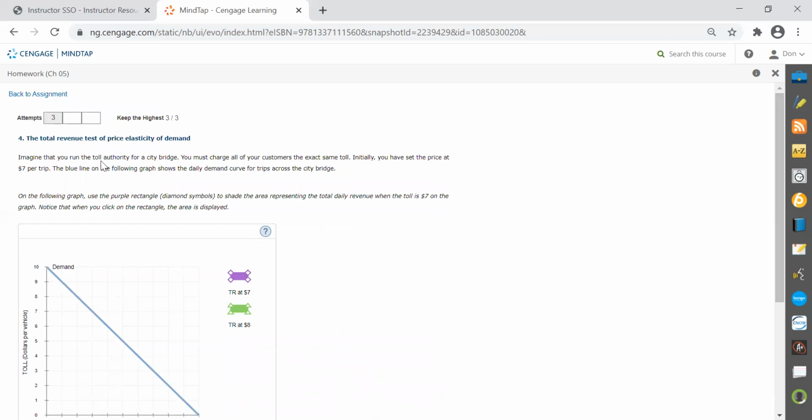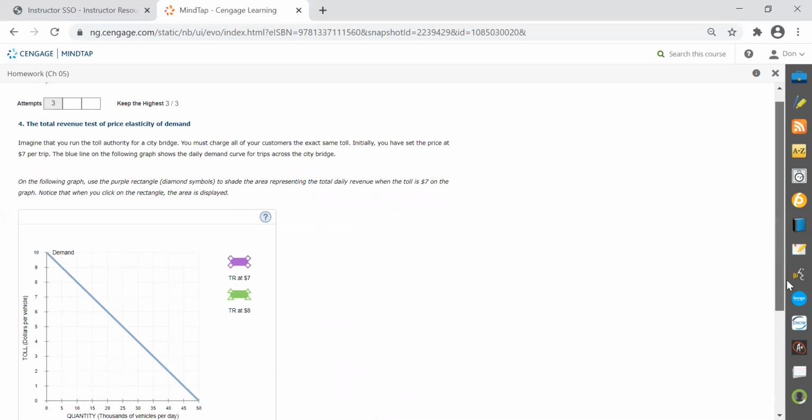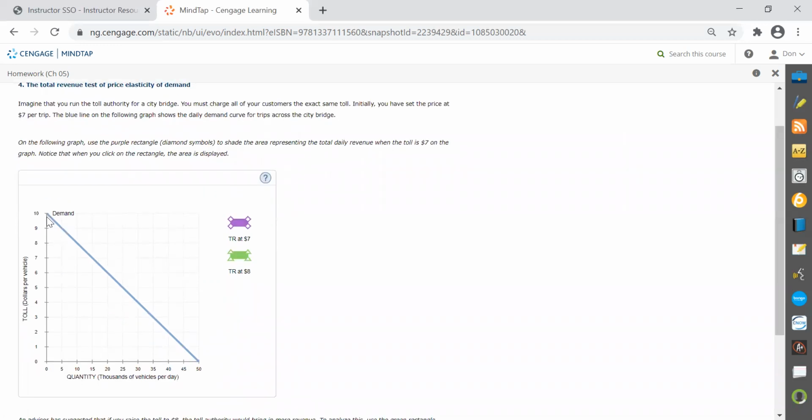So we run a city bridge, and we must charge the exact same toll to all our residents. Right now we've set a price of $7 per trip. And the blue line on this graph shows us our demand for any particular price point.